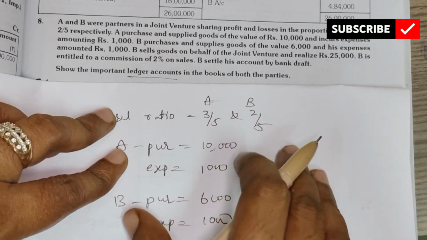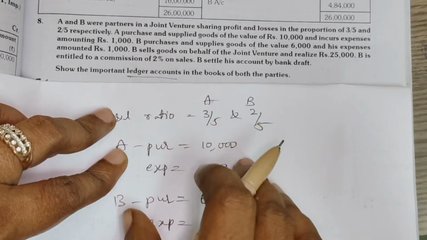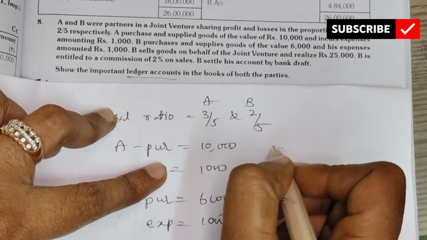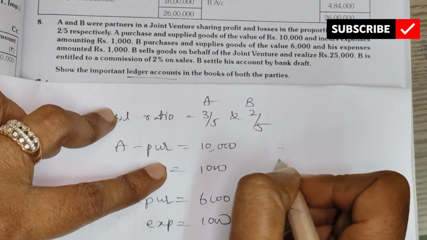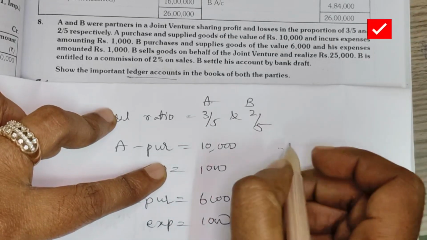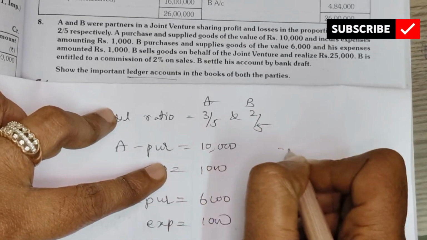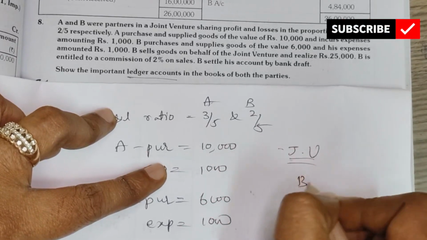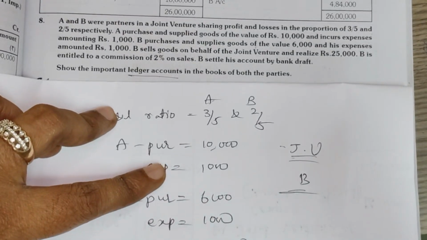In the books of A, what accounts we need to prepare? A is preparing books, which means he needs to maintain joint venture account as well as other co-venturer account. A's co-venturer is B. So here we need to maintain joint venture account as well as B account. Two accounts we need to maintain.